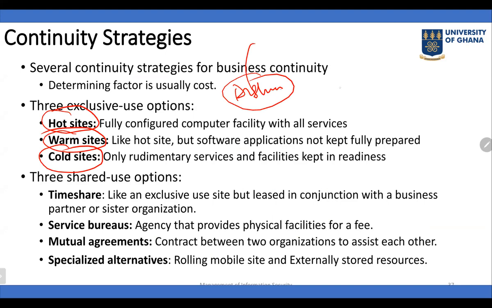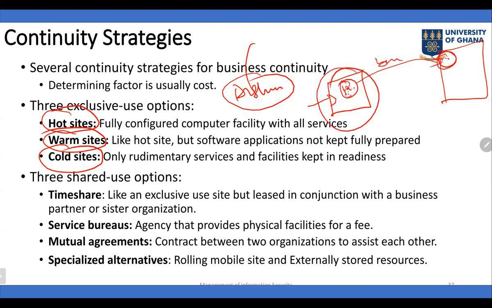What it means is that, let's say this is your primary site. You have another site here. This primary site is in operation, your data, you have a server, everything. So your information technology infrastructure is replicated here and connected. Whatever you are doing here, there's a backup. So once there's a problem here, you have a replica of what is here. Everything is destroyed, so you quickly move all the personnel to this one, and you continue your operation.